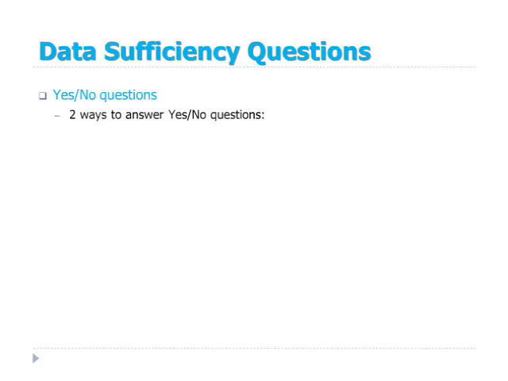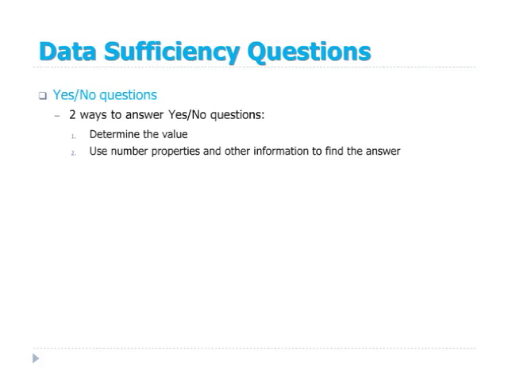There are two possible ways to answer a yes/no question. The first one is to determine the value, and the second one is to use number properties and other information to find the answer. For example, is x greater than y? This is a yes/no question, and to answer it, we either need to know the values of x and y and then compare them, or other information which would allow us to compare x and y, for example, a ratio of x to y, or some information which would prove that x is positive and y is negative, etc.